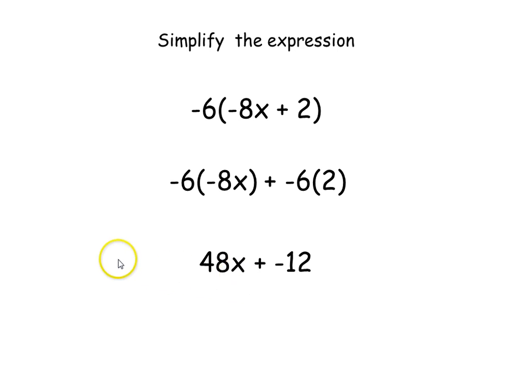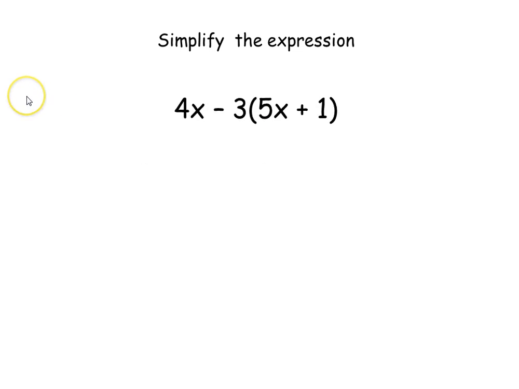You can leave it like this, 48x plus negative 12, or you can change it to 48x minus 12. These two things are the same, which is the algebraic definition of subtraction. 48x plus negative 12 is the same thing as 48x minus 12. Either one of these two things is fine depending upon how you like the format of them, and that is using the distributive property to simplify this expression.